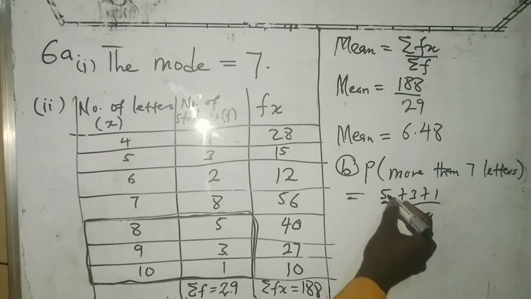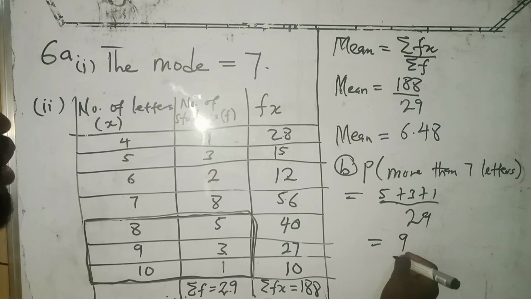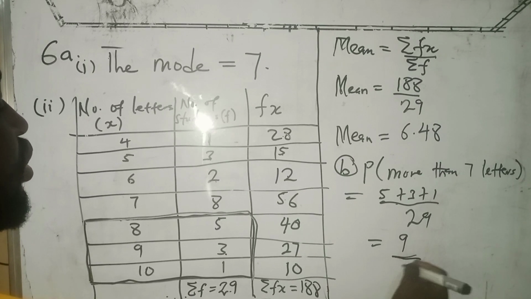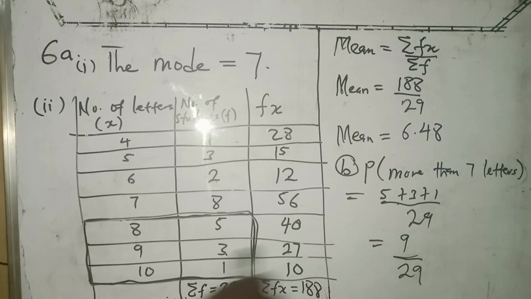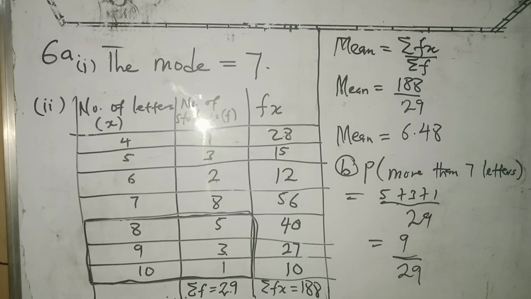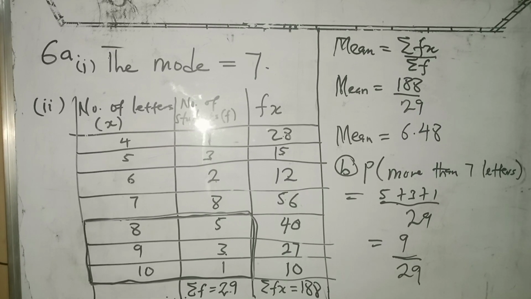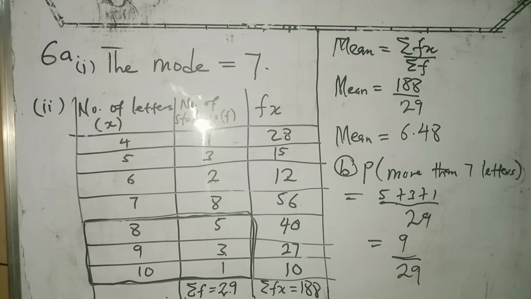Now adding this, 5 plus 3 is 8, plus 1 is 9. We have 9 over 29. So 9 over 29 is the probability of students whose surname contains more than 7 letters. If you can simplify the fraction, you can go ahead and simplify it. If not, you can leave it like that. I think the fraction is already in its simplest form, so we don't need to.